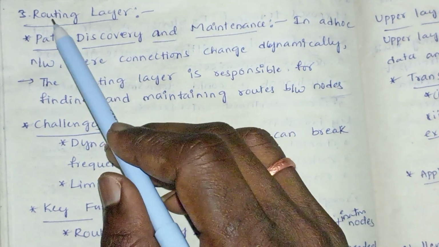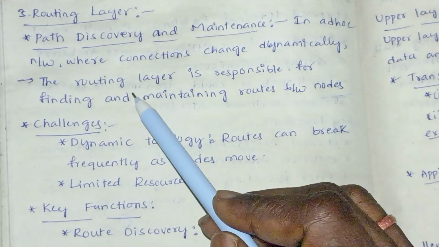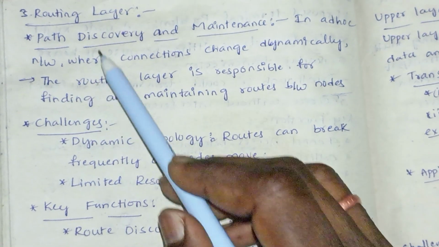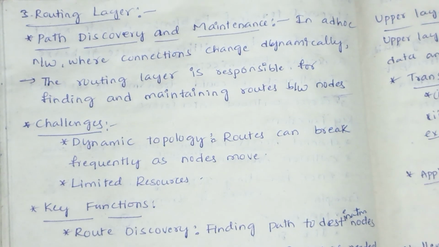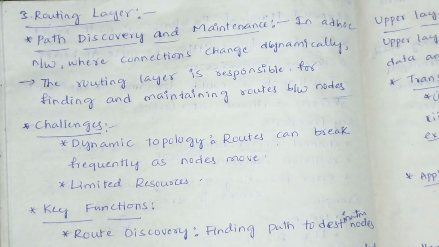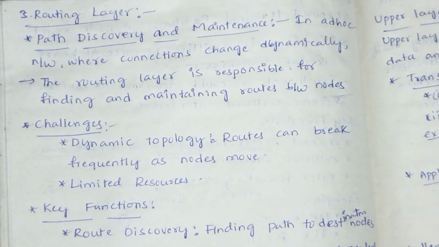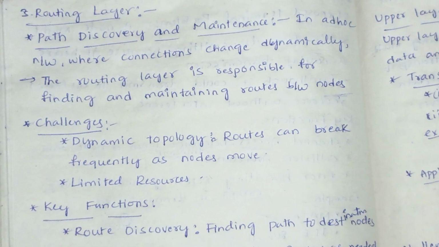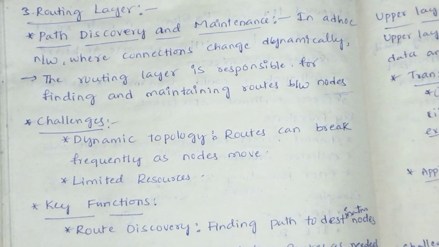In an ad hoc network the connections change dynamically, the topology changes, right? So the routing layer is responsible for finding and maintaining routes between nodes. It finds routes between different nodes, checks where the data is going, by which criteria, and whether the data is passing correctly or not. All of these come under the routing layer.